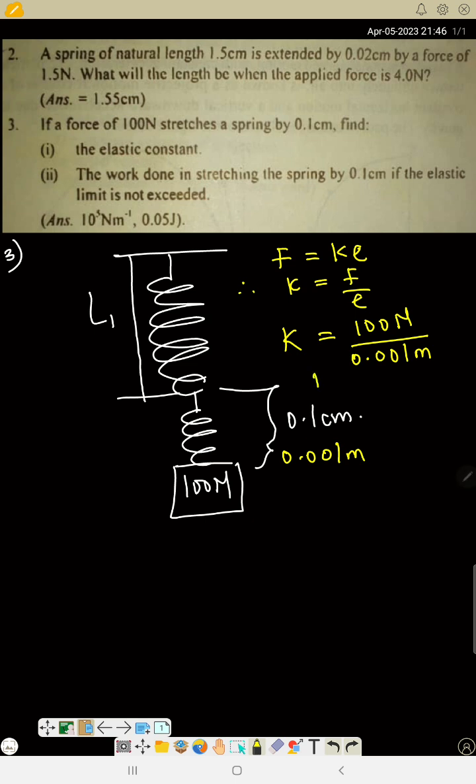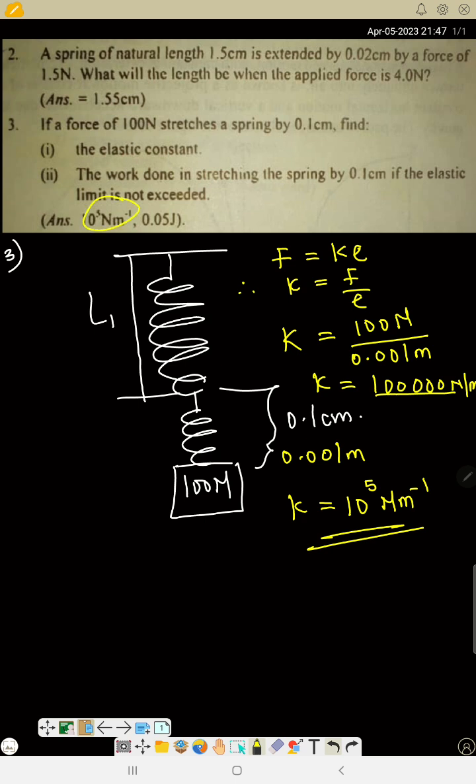So you have K is equal to 100,000 Newton per meter. Remember, Newton is up, meter is down. So the unit is Newton per meter. So that means our K, this 100,000, is the same thing as 10 raised to power 5 Newton per meter. So that is your elastic constant or force constant. So the answer is correct.